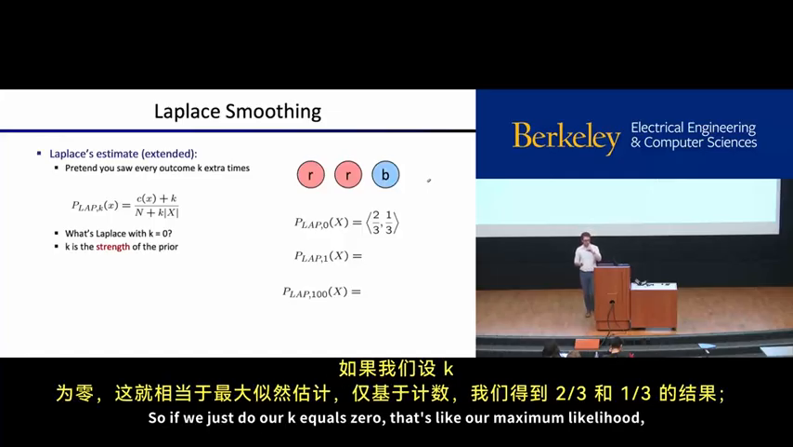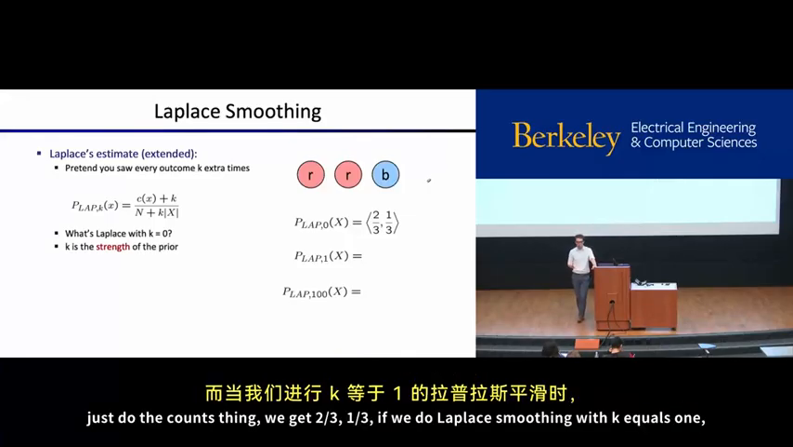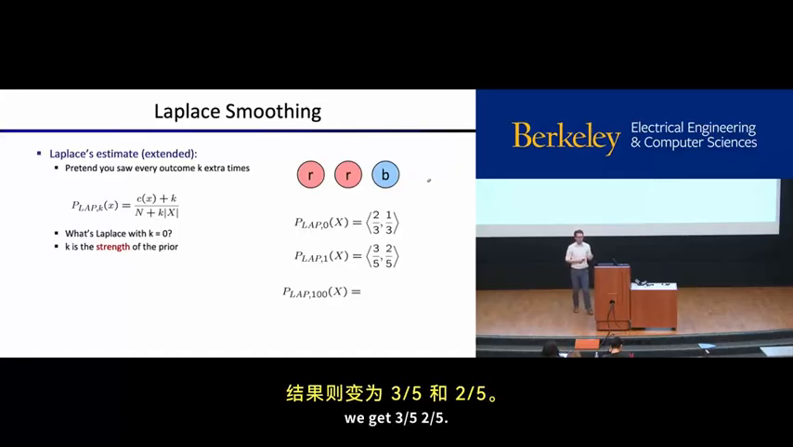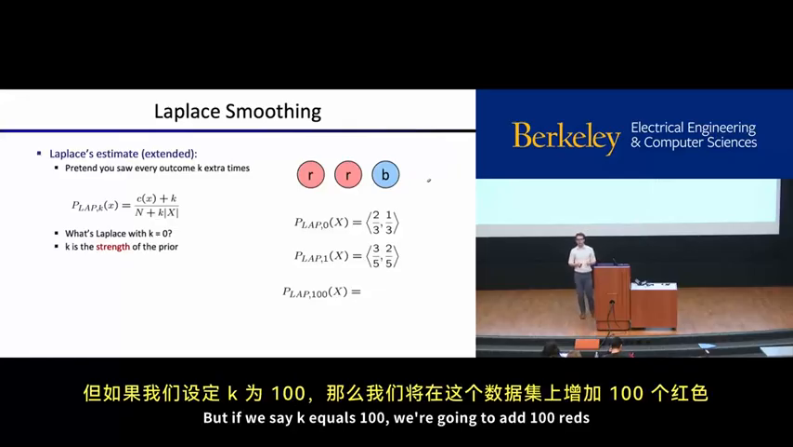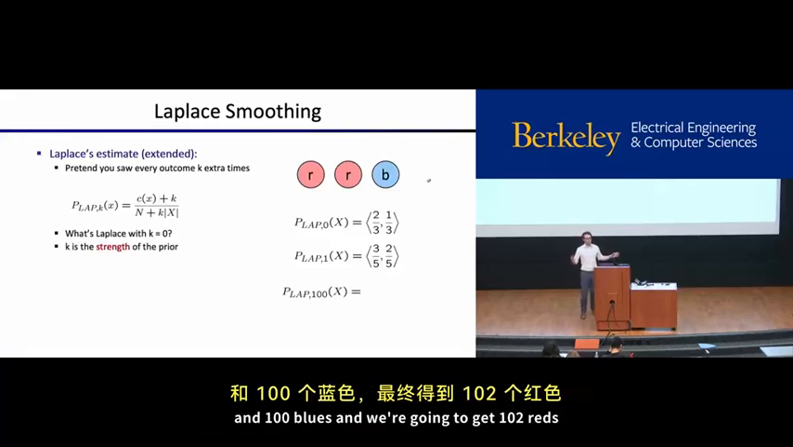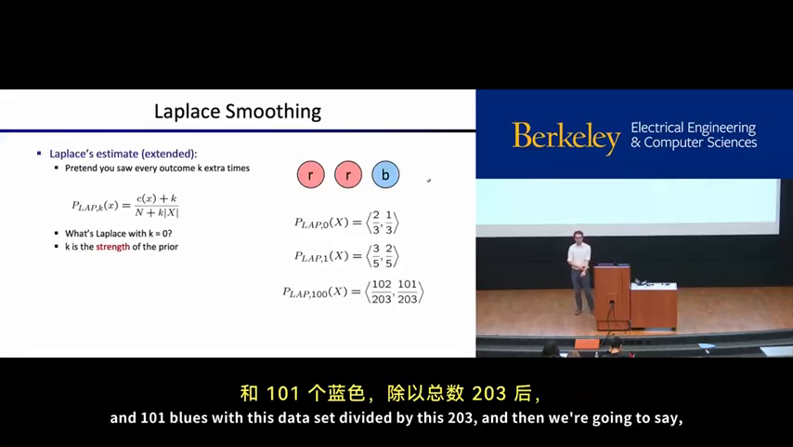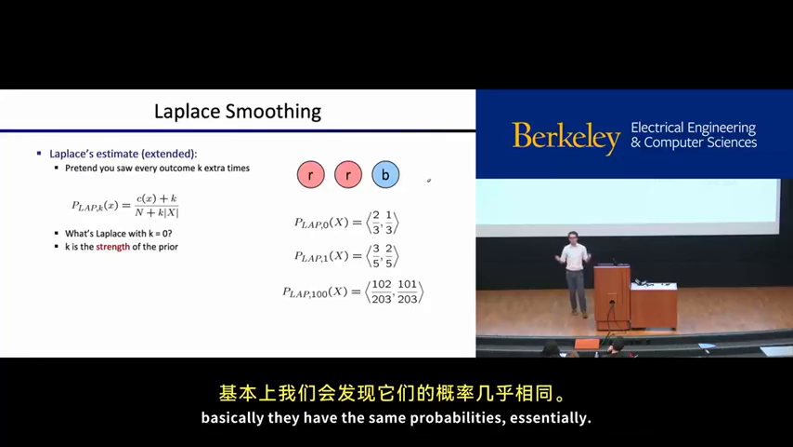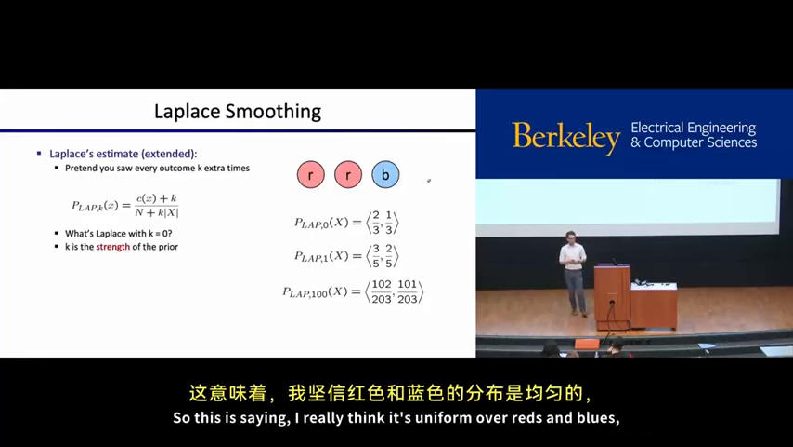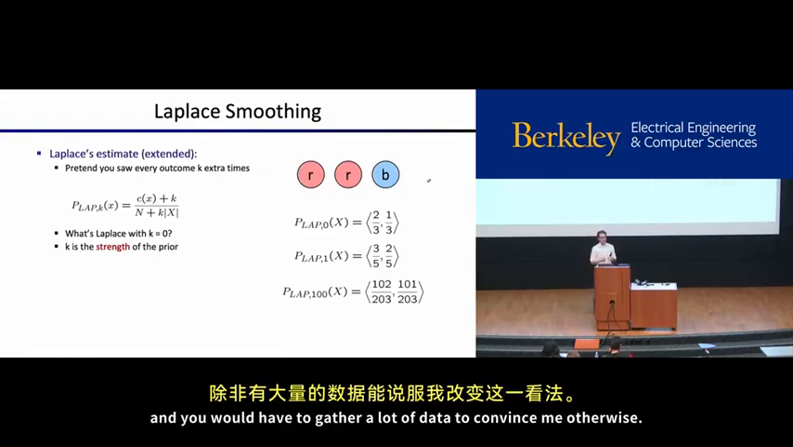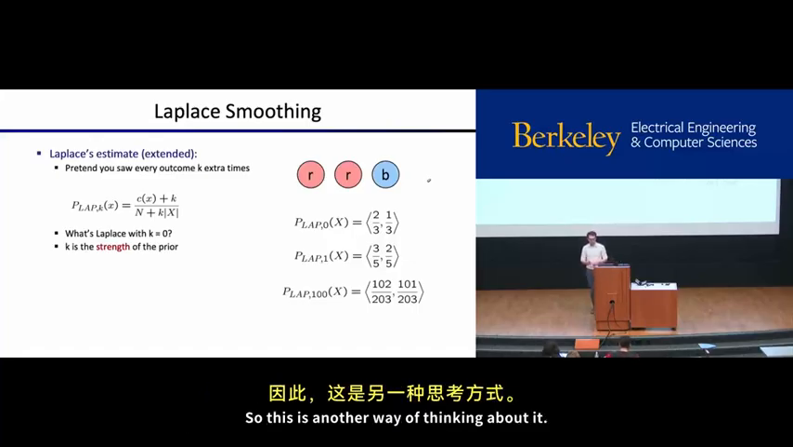If we do k equals 0, that's our maximum likelihood, just the counts, and we get 2/3, 1/3. If we do Laplace smoothing with k equals 1, we get 3/5, 2/5. But if we say k equals 100, we're going to add 100 reds and 100 blues, and we get 102 reds and 101 blues with this data set. Divide by 203, and they have essentially the same probabilities. So this is saying, I really think it's uniform over reds and blues, and you would have to gather a lot of data to convince me otherwise. That's another way of thinking about it.